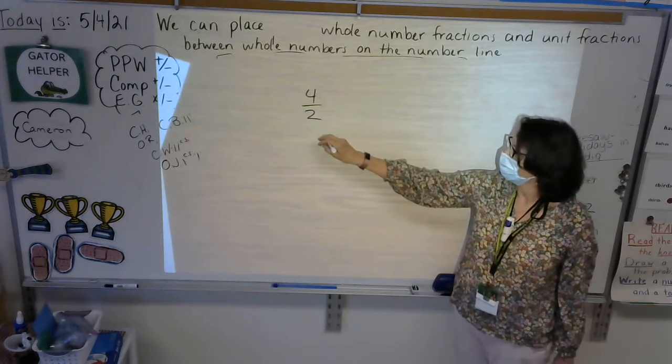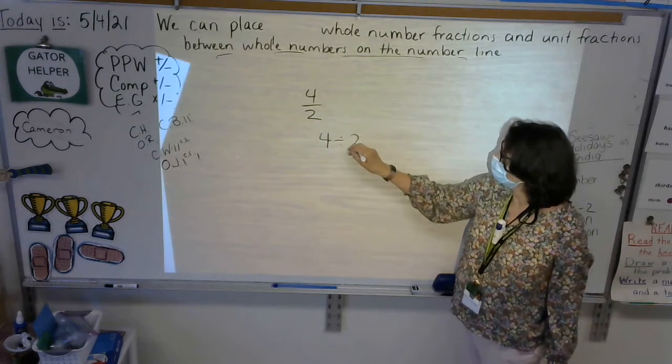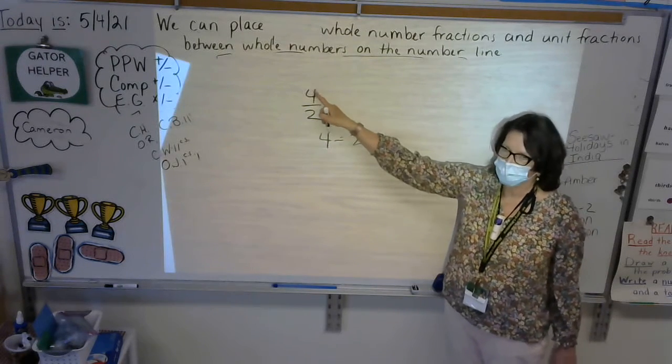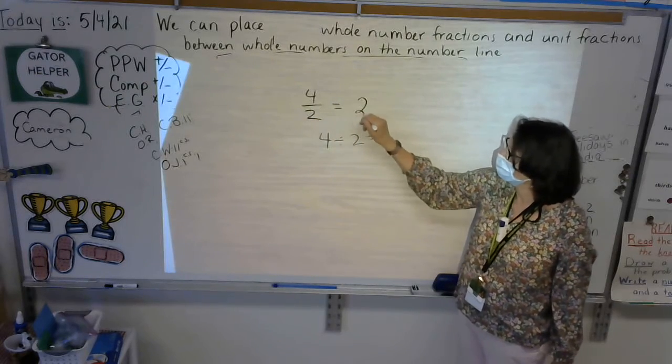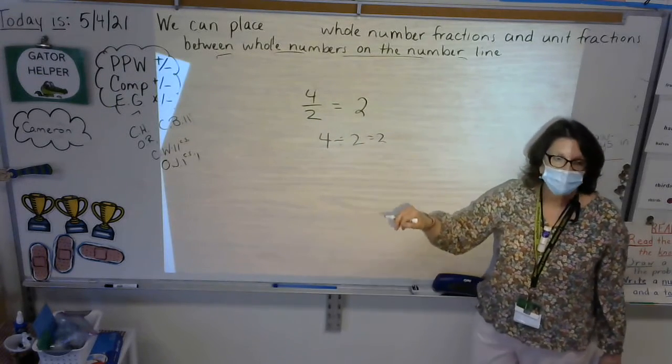Owen, what is it? 4 divided by 2 equals 2. Another way to say this is 4/2. You can also say 4 divided by 2 equals 2. So 4/2 will be at the whole number 2. Okay? Let's try this one.